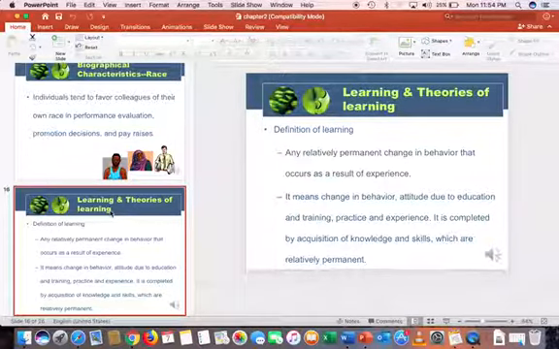Two things we studied in this. It's a permanent change in behavior. It's not a temporary change.